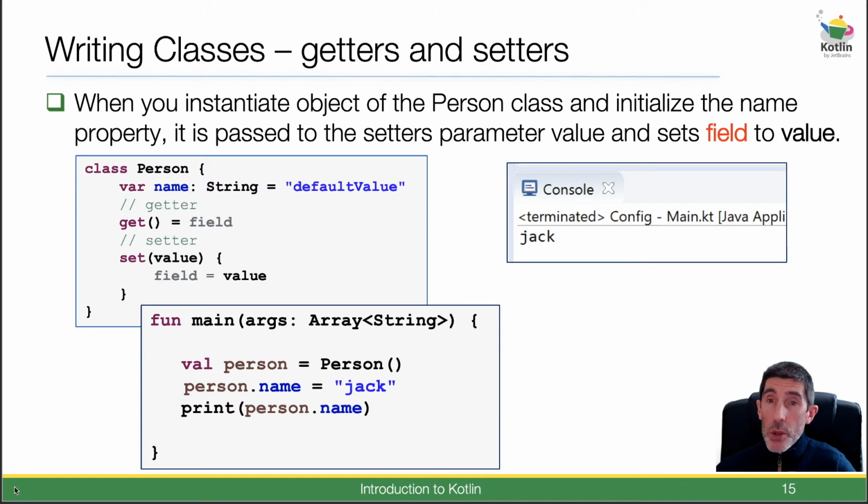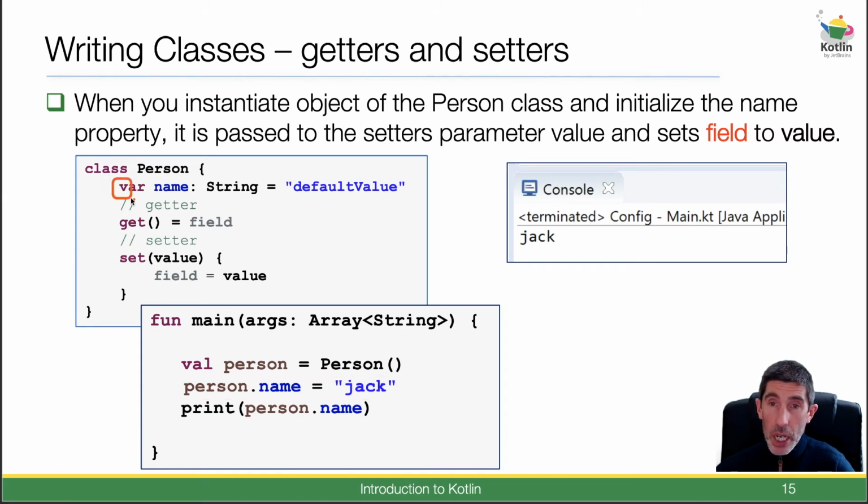Just to look at how we can use that again. When you instantiate our object of type Person in this example and initialize the name property, it is passed to the setter's parameter value and sets the field to value, like I was just discussing in the previous slide. So here we have our val person with the default constructor, so the string would get the default name, but we can say person.name is assigned a value of Jack because it's a var.